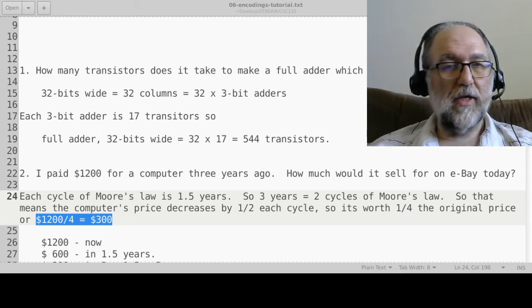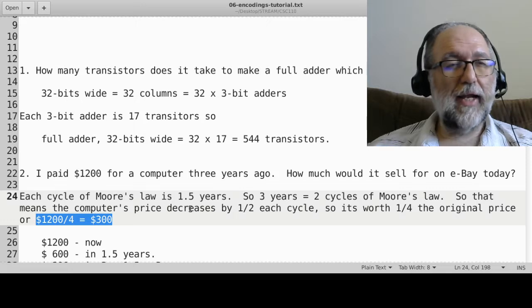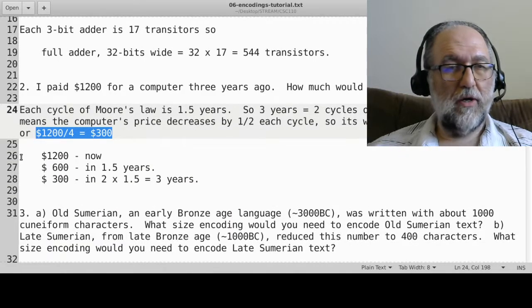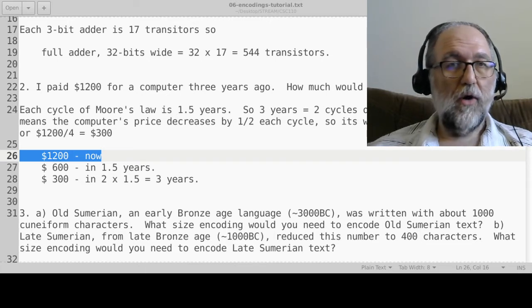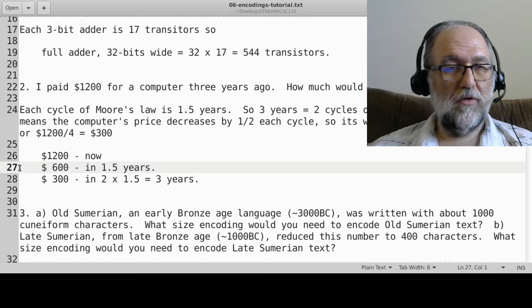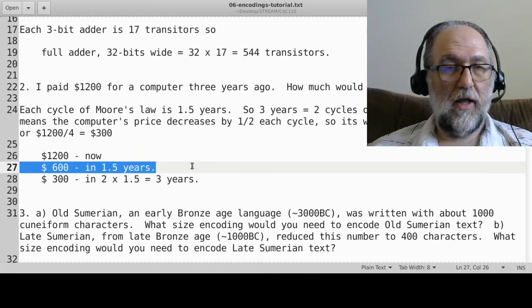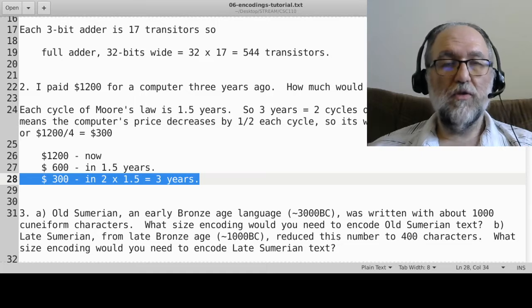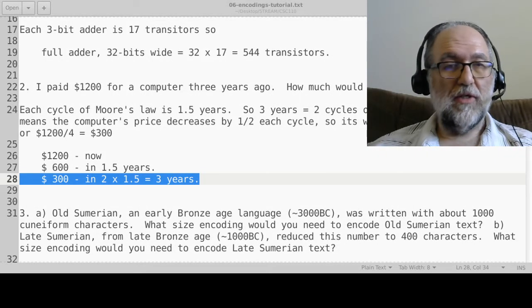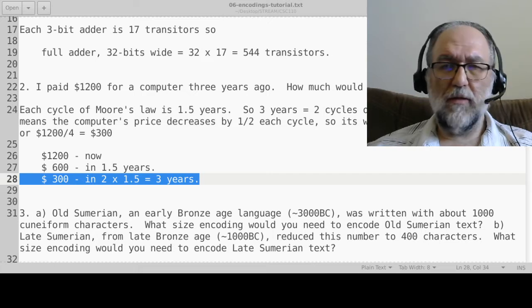So this computer that I paid $1,200 for 3 years ago is only going to be worth $300 today. That answers the question, but I made a little chart here to show you how that depreciation goes. You start off with $1,200 now. In a year and a half that reduces to half that price, which is $600, and then in another year and a half, for a total of 3 years, it reduces to 1/2 again, which is $300. So you can see how quickly it depreciated. That's a depreciation of $900, almost $1,000 in 3 years.